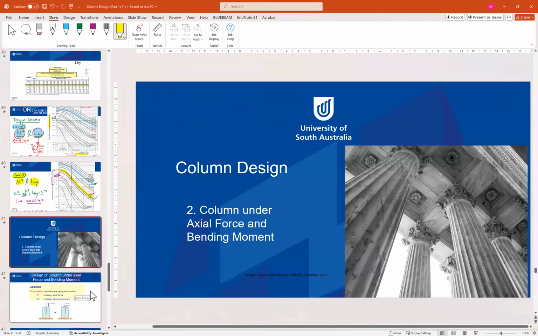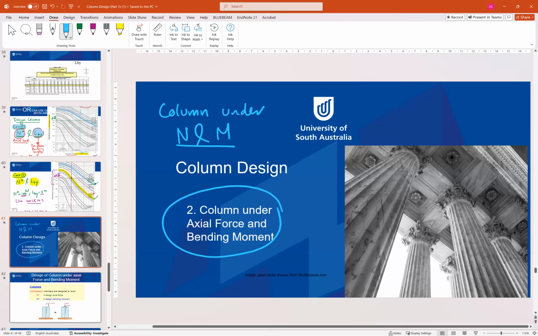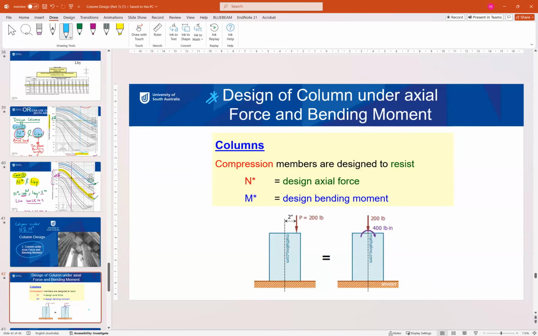Okay, now another topic we quickly go through. We also don't go through it too far, just for your information, not needed in the test or the project. So this is the column under normal force and moment. The previous one we had N only, in this one we have normal force and moment. So, design of columns under axial forces and bending moment. Axial force N, bending moment M.